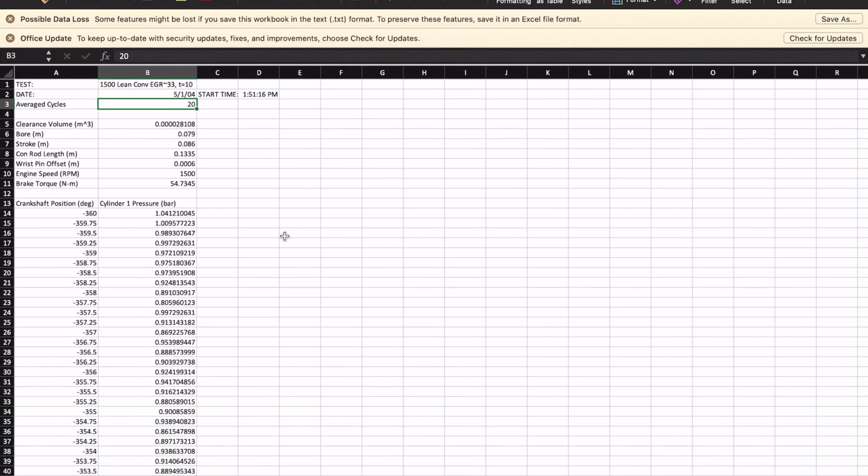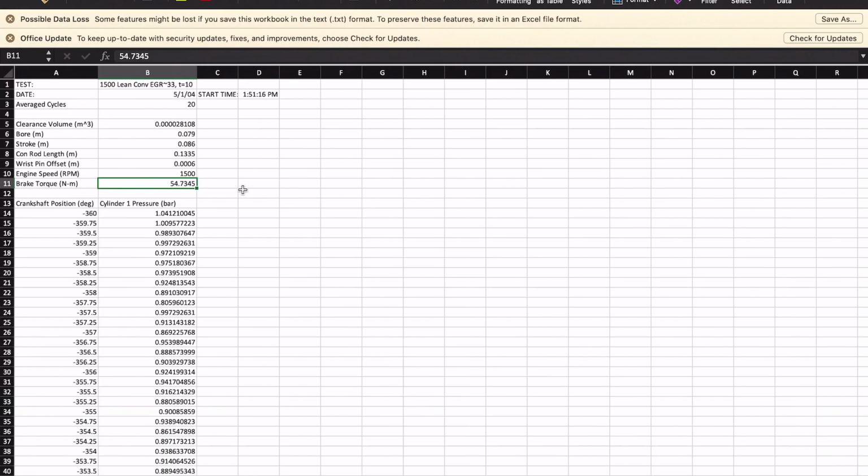There's other items that are included in the Excel spreadsheet, such as the clearance volume of the cylinder, the bore, the stroke, the connecting rod length, the wrist pin offset, the speed, and the brake torque. And each of these that are listed in this spreadsheet will be used by you to do problem number 4 in homework number 2, okay?